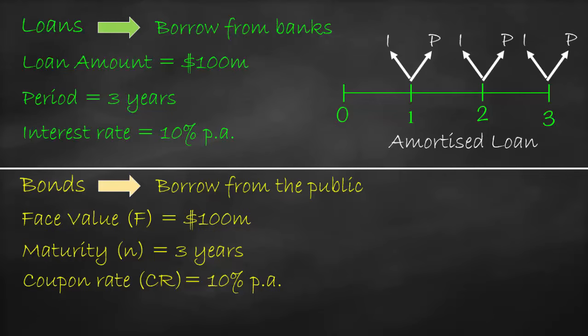What do you mean by the word amortized loan? It means that every period we pay part of the loan, consequently the value of the loan over time decreases until it reaches 0 at maturity.